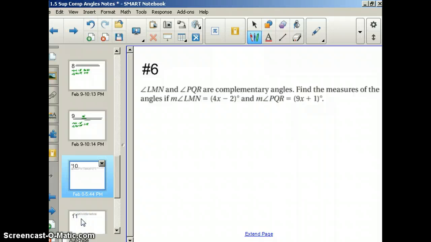Problem number 6 talks about complementary angles. You might want to draw yourself a sketch if you need to, but basically these two angles should sum to 90 degrees. So 4x minus 2 plus 9x plus 1 equals 90. Take a minute to solve that for yourselves.